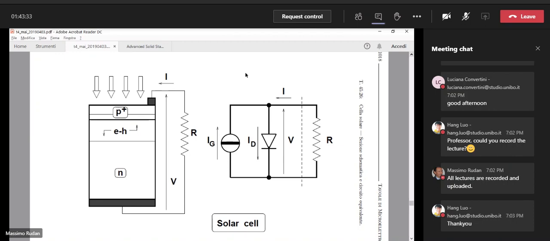In this case, we do not have any external bias. So we don't know a priori whether the voltage that may appear at the contacts of the solar cell is positive or negative. We don't know yet. We'll calculate it, okay? But we don't know. So we cannot represent the p-n junction just as a capacitor. We must represent the p-n junction as a full diode, okay, ID. And then we place in parallel to it the current generator. So the equivalent circuit of the solar cell is made of the parallel of a diode and of a current generator.